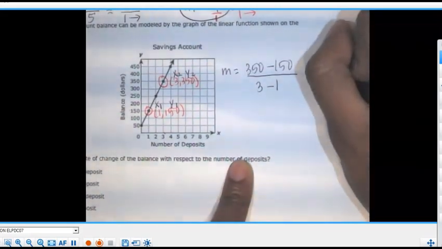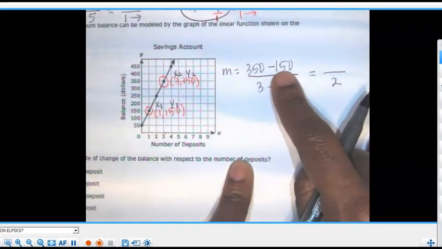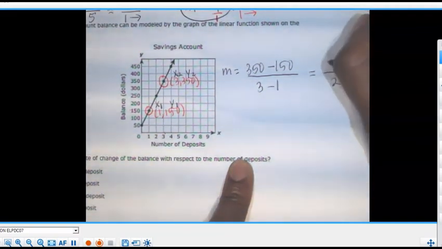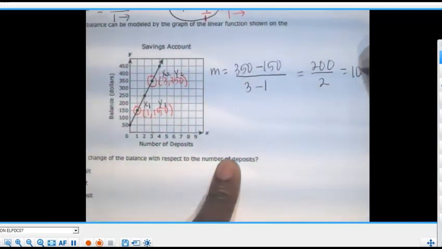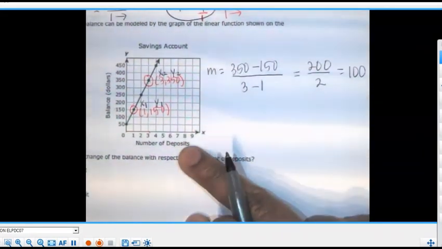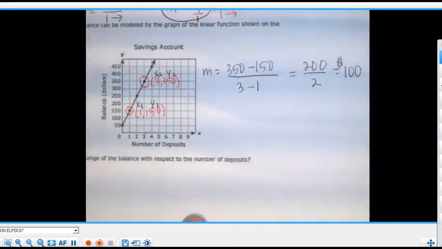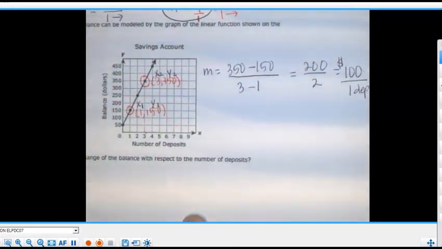So the answer here would be 2 on the bottom, and $350 minus $150 is going to be 200. And then 200 divided by 2 is 100. So there's $100 every single deposit that we put in. Every deposit, we're putting $100 in. And so this is like a real world application of a savings account. So $100 deposit for every one deposit. So every deposit we do, we're putting in $100.